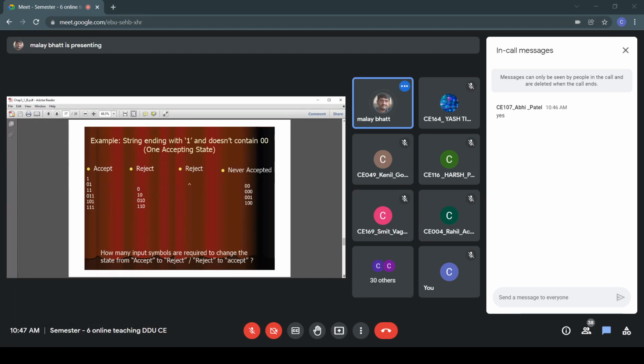Now from null, if I consider 0, then from 0 there are two different possibilities. Either it can be 0 1 or it can be 0 0. That's why we are putting 0, 1, 0 0 1, 1 0, and 1 1 0 in a different state, as a different reject state.